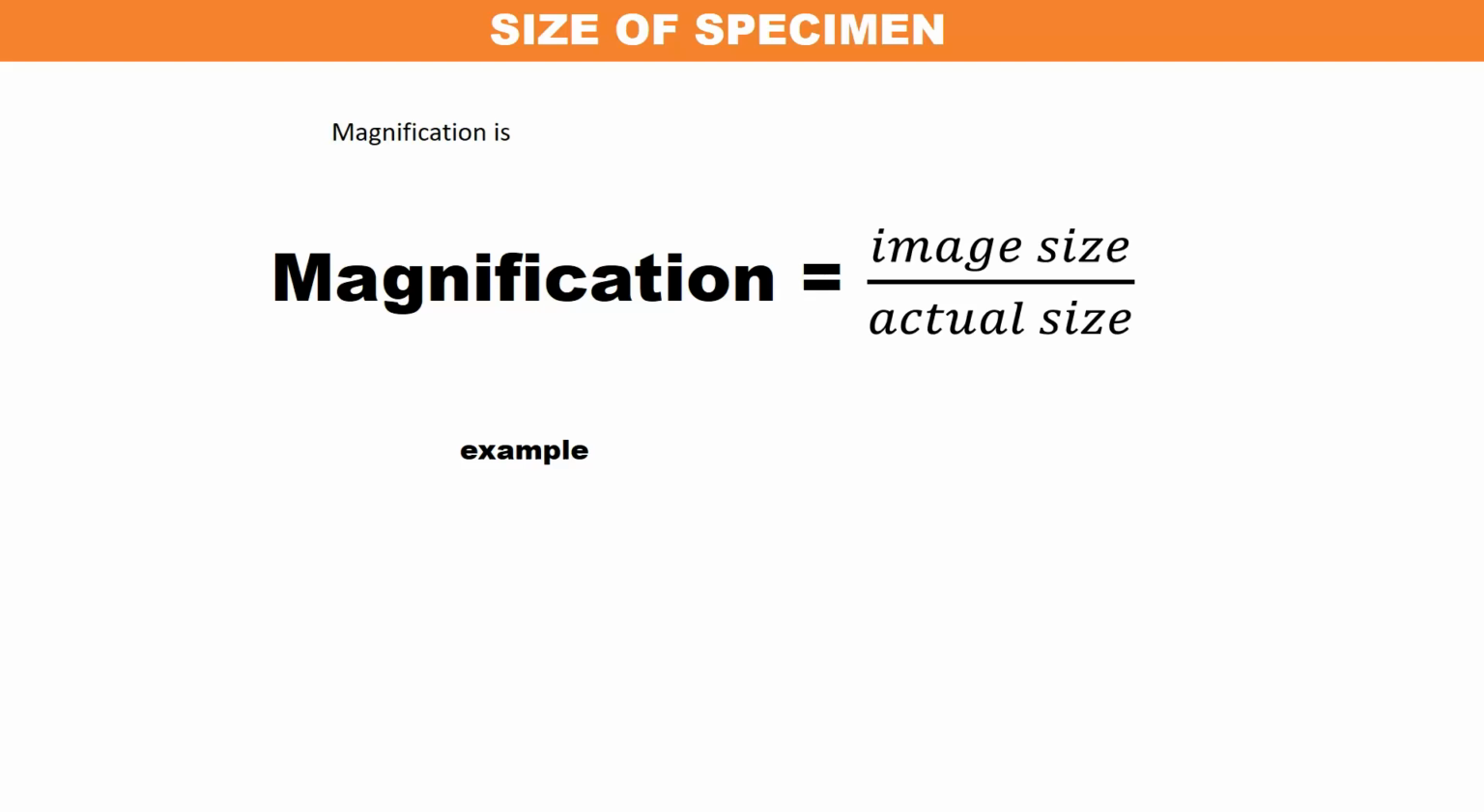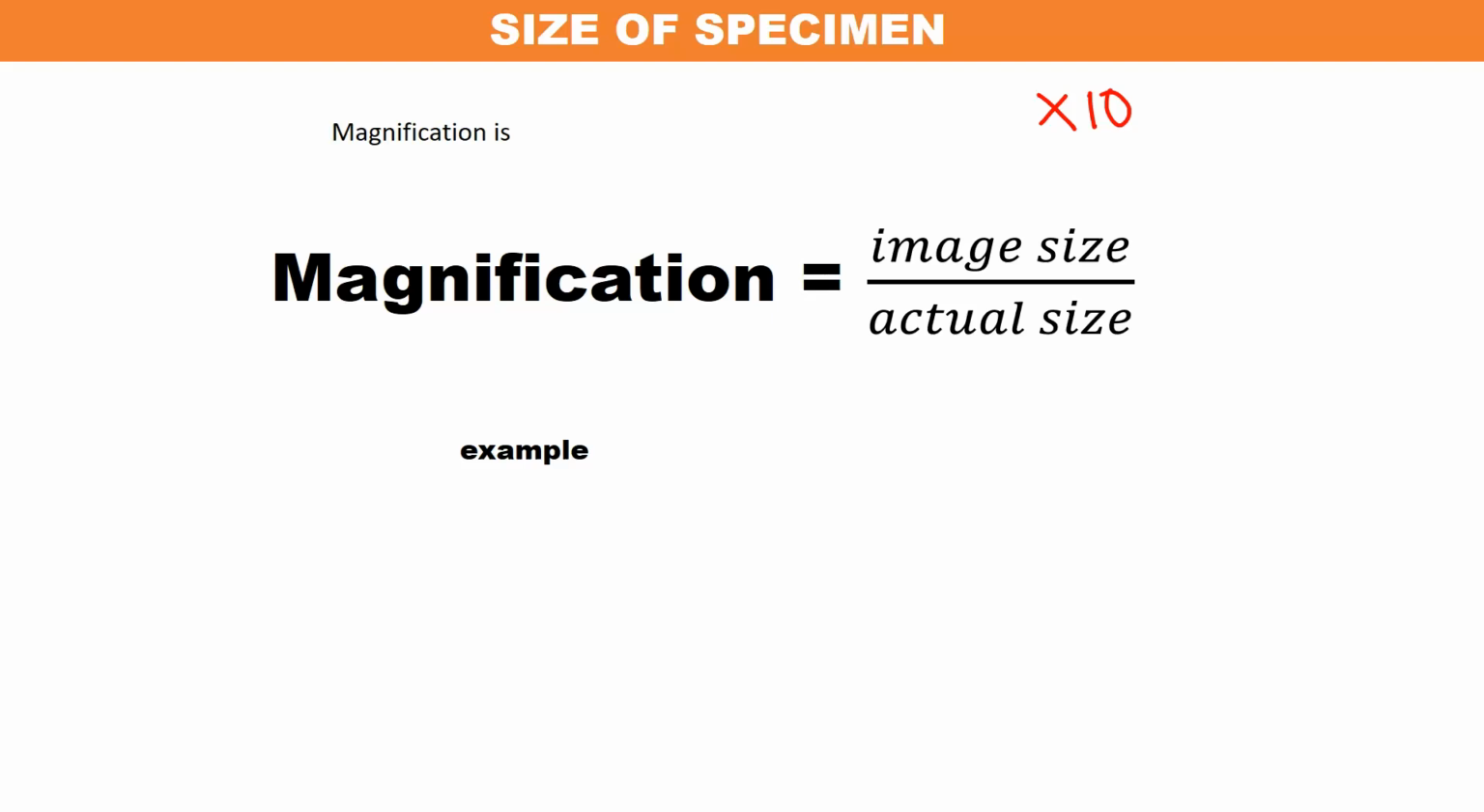And normally with magnification, we put x in front. So if after calculating you find 10, you say x 10. This shows how many times the actual object has been magnified. So that is what you call magnification. Magnification is calculated by using the formula: magnification is equal to image size over actual size. Pay attention. Magnification, image size divided by actual size.